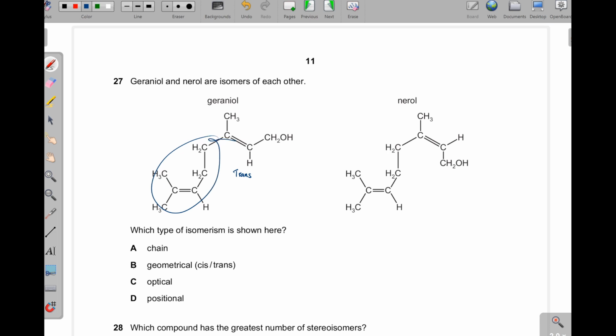The big groups are on opposite sides of this one pipeline. But here the two big groups are on the same side, then I can take that as cis. So that means this is geometrical isomerism.